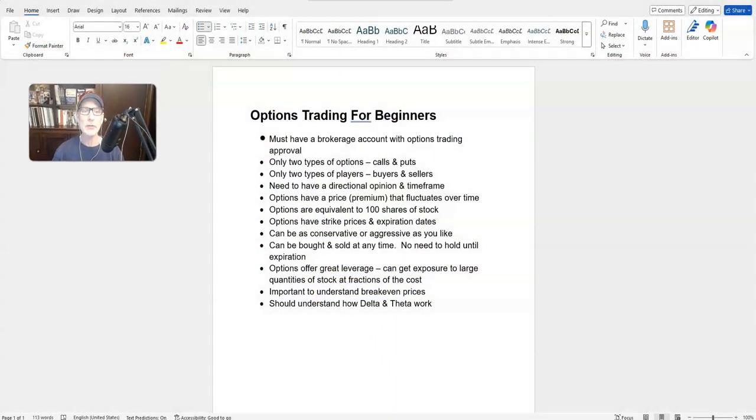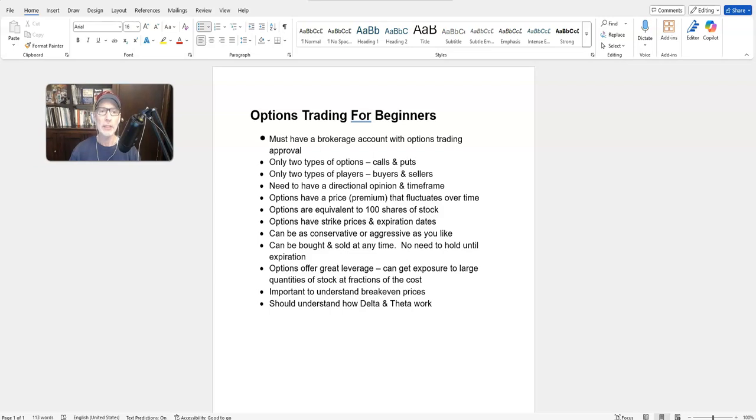All right, so before we start really getting into some examples, I want to show you my cheat sheet here for a couple of things that you should know about before you start trading options. And then we'll get into the meat of it. Now, for the beginners here, let's go over some of the guidelines of what options trading is all about. Number one, if you want to trade options, you have to have a brokerage account.